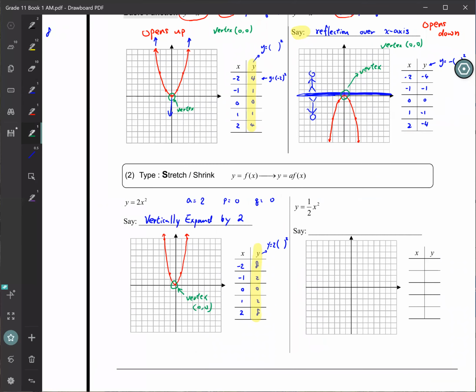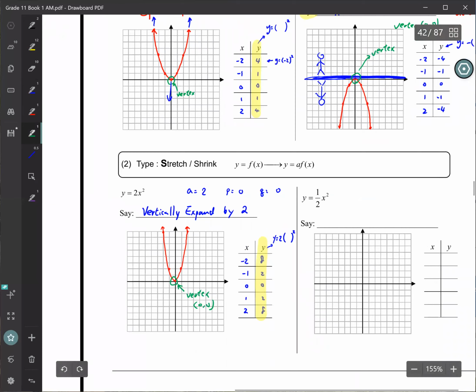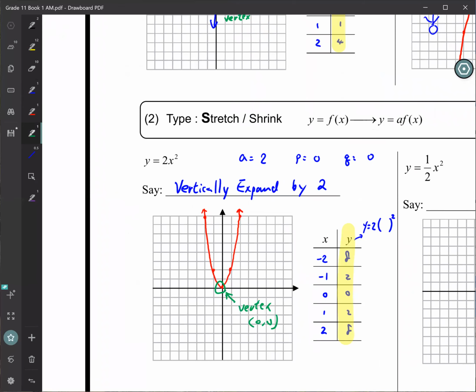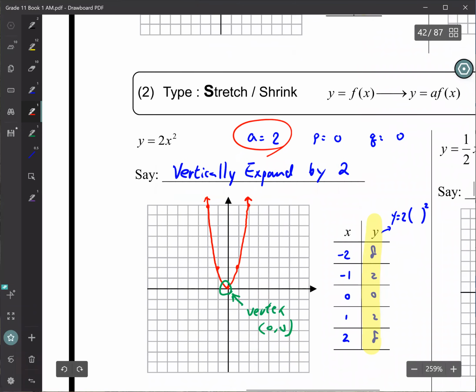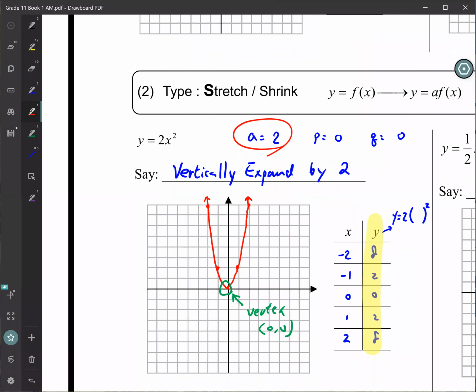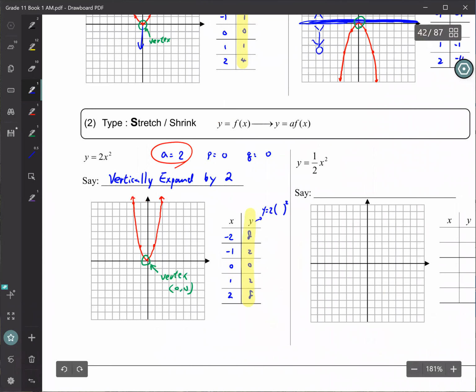All right, so let's take a look at the next one now. You can see so far that the A not only controls the opening. Like this one, A is positive, so it opens up. Even before we graph, we know it's going to open up. It not only controls the opening, but it also tells you how big the y value will be. So if A is 2, it gets expanded by 2. The next one, apparently the A is half this time. Any guess on what will happen to the graph? How would you describe what happens?